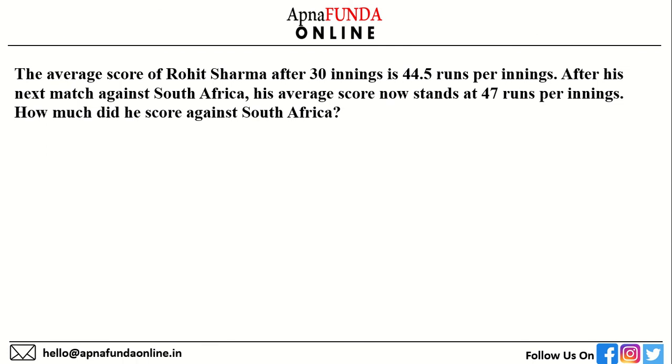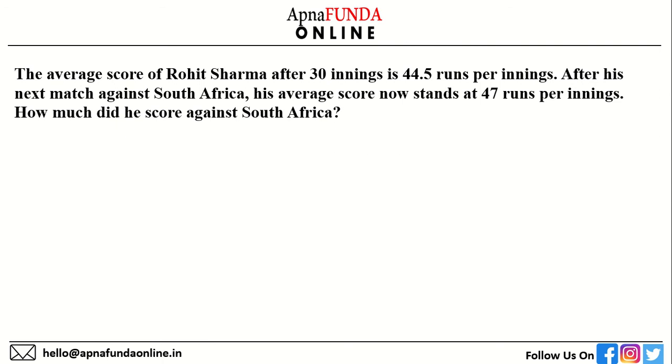Next question. The average score of Rohit Sharma after 30 innings is 44.5 runs per innings. After his next match against South Africa, his average score now stands at 47 runs per innings. How much did he score against South Africa?